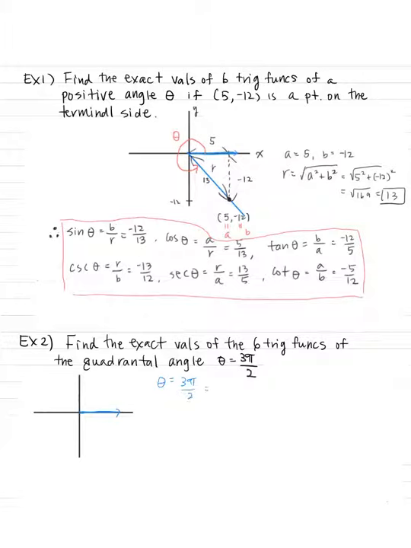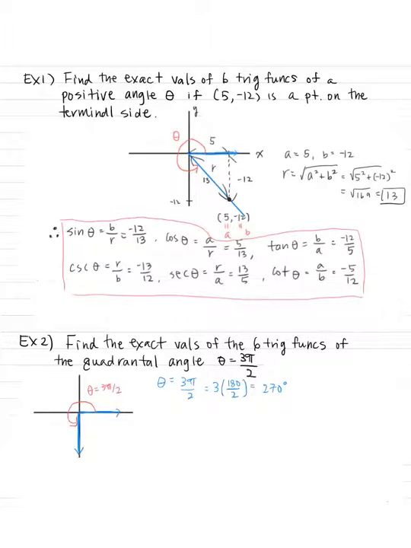that's the same thing as what? 3 times 180 divided by 2, which is 270 degrees. So 270 degrees will be over here. So this is going to be our terminal side. So our angle theta, this is our theta equals 3 pi over 2.